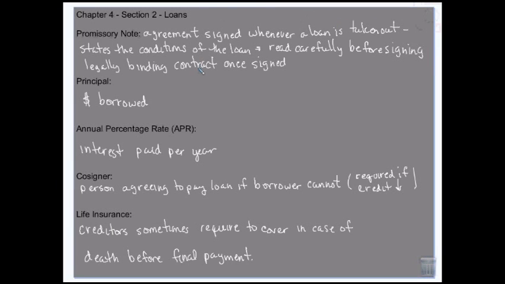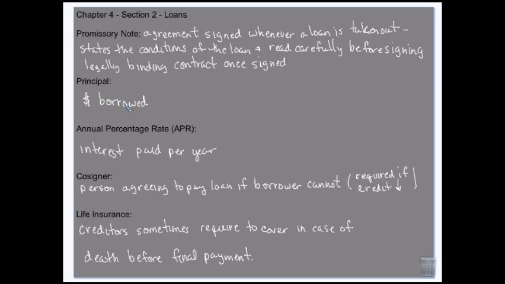Well, so you have your promissory note, right? It's the agreement that you sign whenever a loan is taken out. Now, when you take out student loans, you sign something called a master promissory note. And the master promissory note is the promissory note for all of your student loans, so that you don't have to keep signing them every single year. As long as you're with the same institution, the same bank that's loaning you, you just sign the one, and that's it.